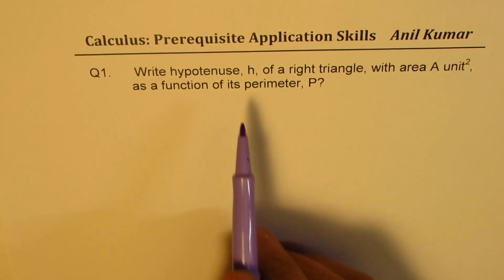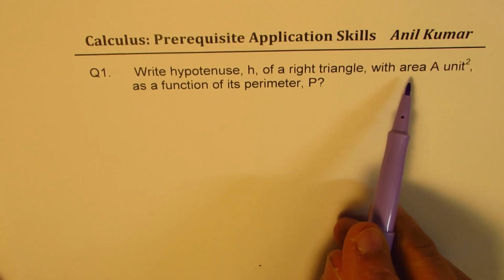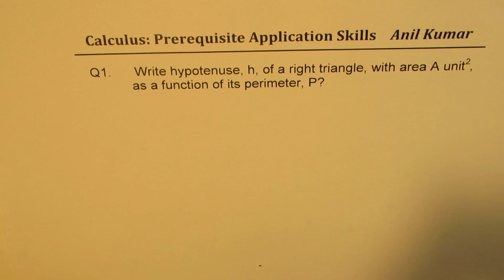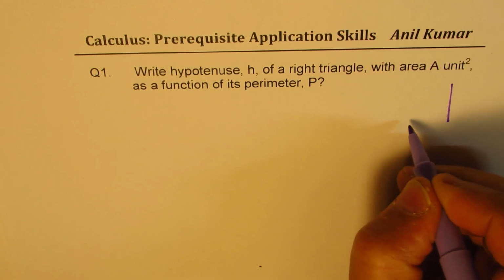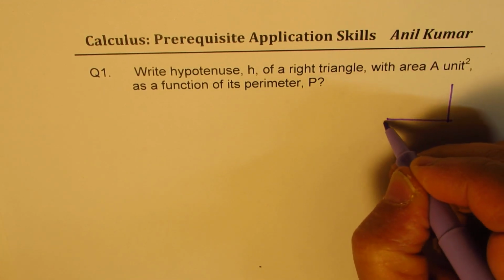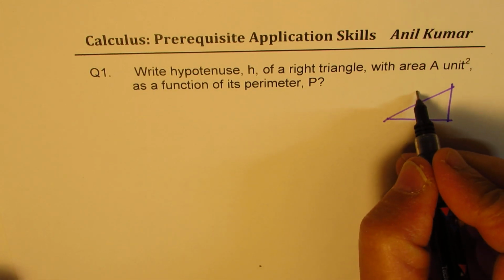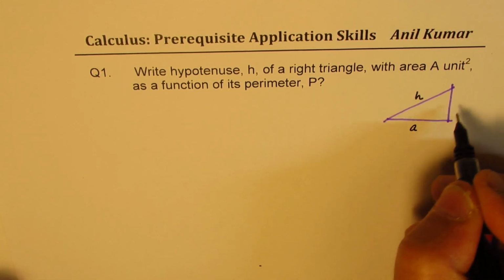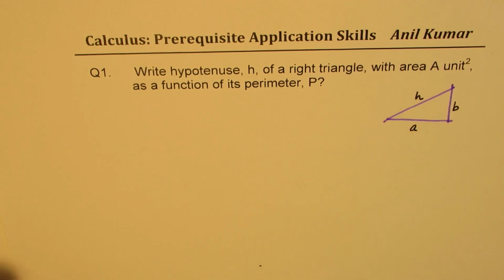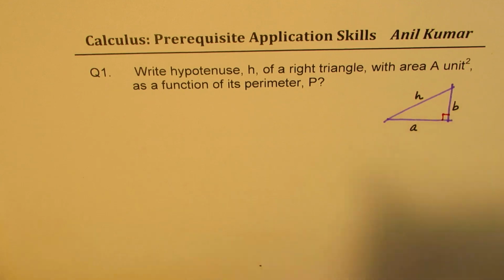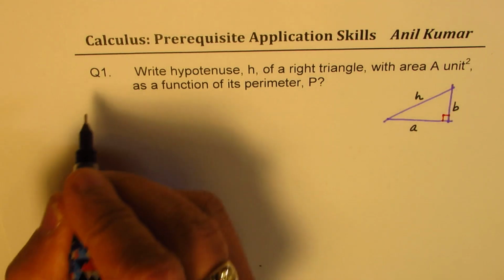Number 1. Write hypotenuse h of a right triangle with area a unit square as a function of its perimeter p. So let's sketch one right triangle here. Let the hypotenuse be h and the sides be a and b. Now let us write down all the equations which are related. So let's begin with area.